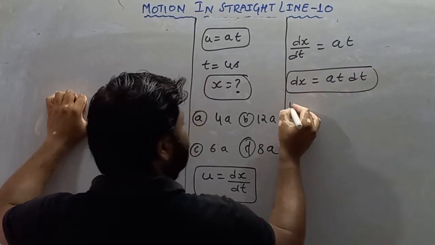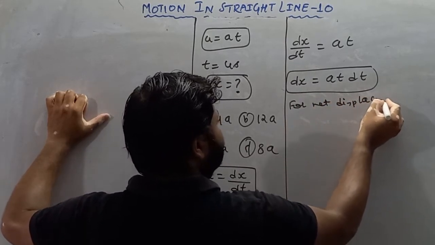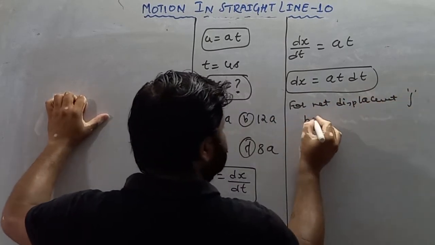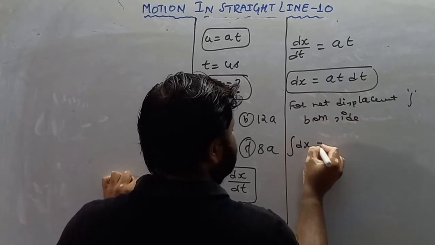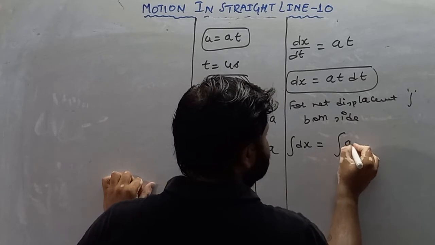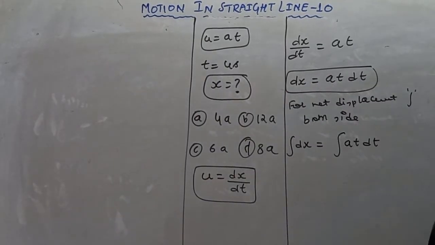Now for net displacement, we have to integrate both sides. It will be integration of dx is equal to integration of at dt. Now see what the question is asking: the motion of a particle is described by the equation u is equal to at, and the distance traveled by the particle in the first 4 seconds.